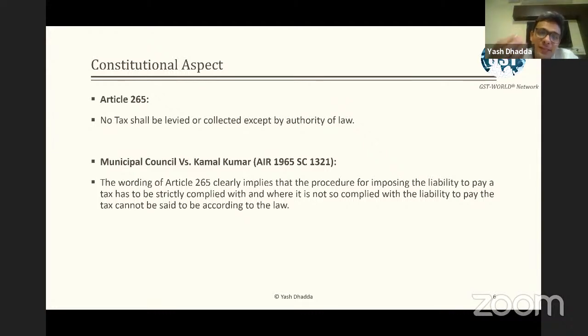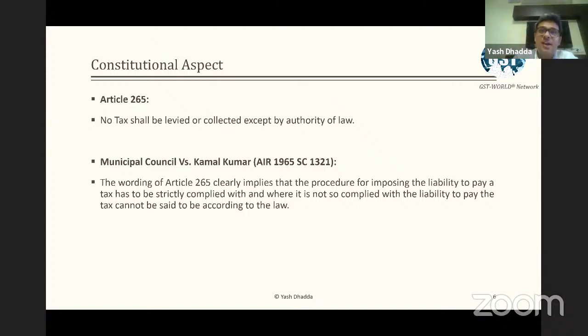That has also been explained by the Supreme Court in one of the judgments in the case of Municipal Council versus Kamal Kumar, where the Supreme Court said that whenever you talk about the authority of law under Section 2, Article 265, it does not only mean the levy provisions and the measure through which it would be collected, but in fact the procedures are also very important. And any tax which has been collected in violation of the procedures given in the law is not in accordance with Article 265 of the Constitution of India.